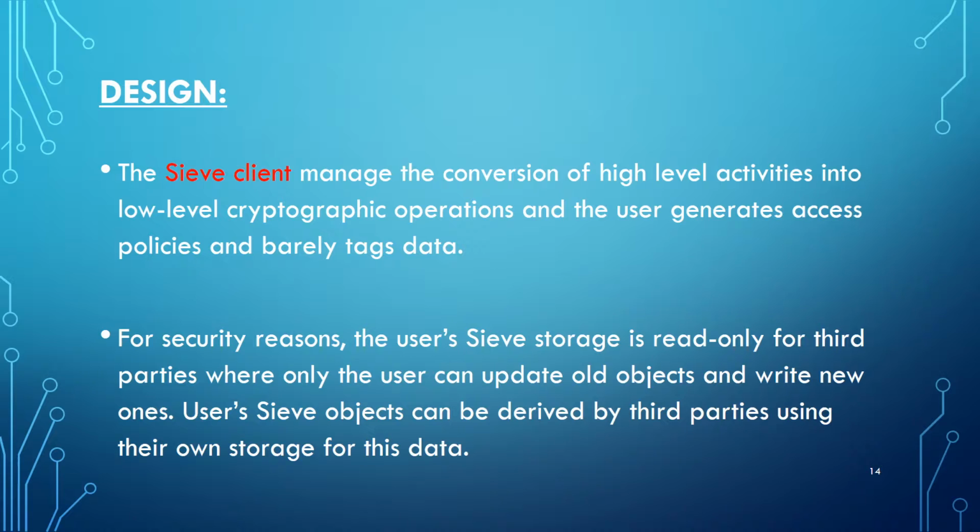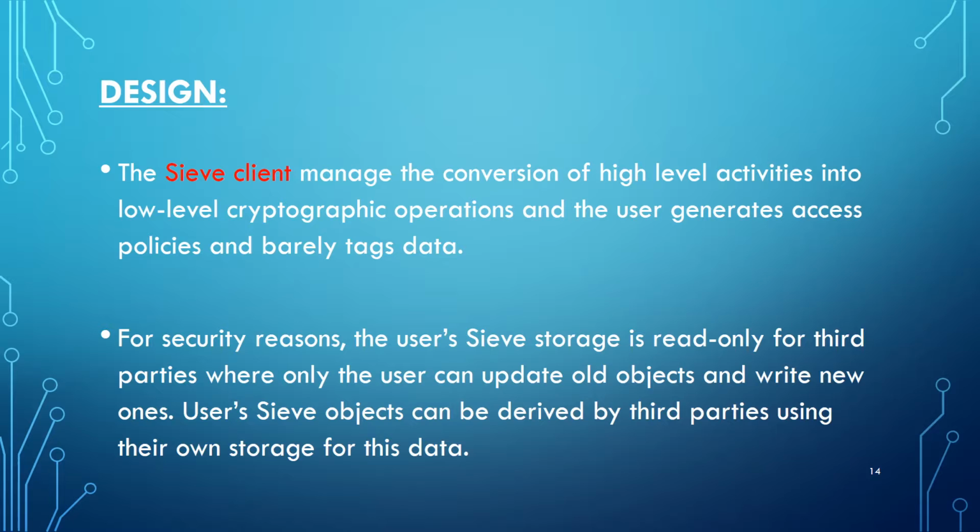Another important point: the Civ client manages the conversion of high-level activities into low-level cryptography operations, and the user generates access policies and plain text data. In other words, as I mentioned before, all this information is insulated for the user in a GUI, and the Civ client is going to manage the conversion of those high-level activities into low-level operations. And of course, right there, you're going to need to tell what your access policies are, because you're going to manage who you expect to see your data or not.